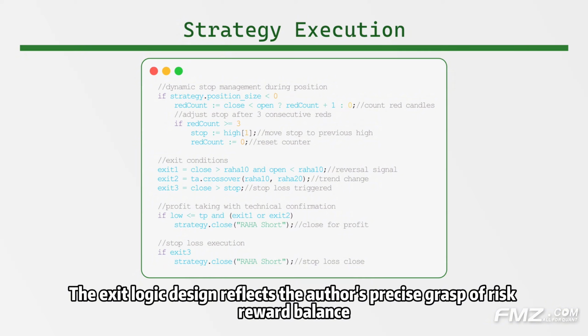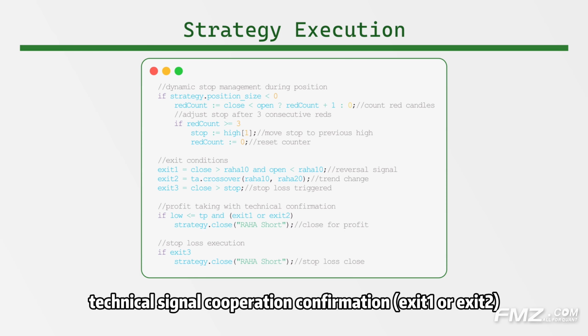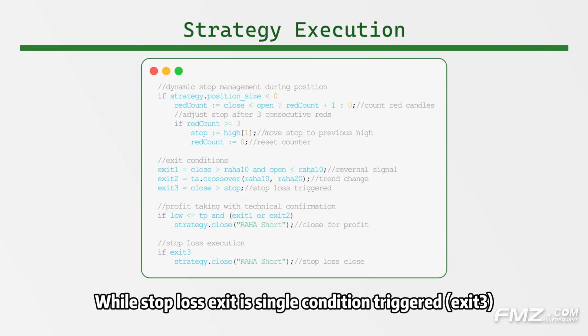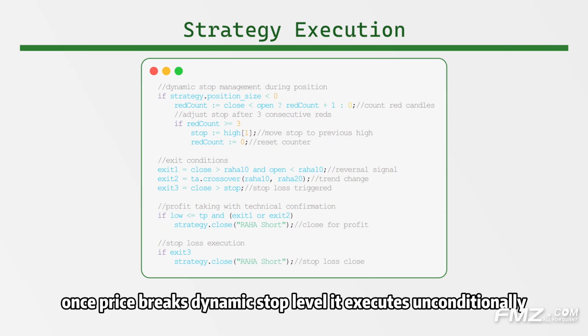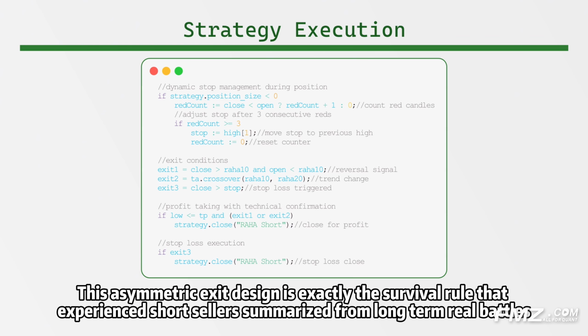The exit logic design reflects the author's precise grasp of risk-reward balance. Profit-taking uses a dual confirmation mechanism, requiring both the price hitting the target level and technical signal cooperation to confirm exit 1 or exit 2. This design avoids premature exit during strong downtrends, while stop-loss exit is single-condition triggered, exit 3. Once price breaks the dynamic stop level, it executes unconditionally, reflecting the absolute priority principle of risk control. This asymmetric exit design is exactly the survival rule that experienced short sellers summarized from long-term real battles.